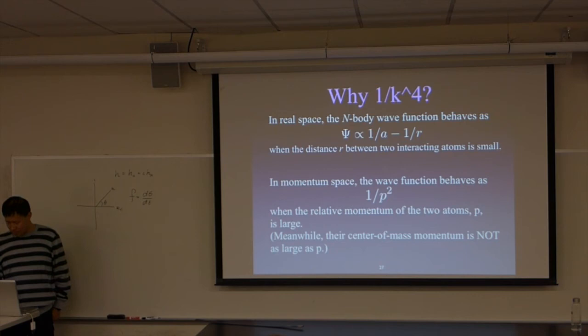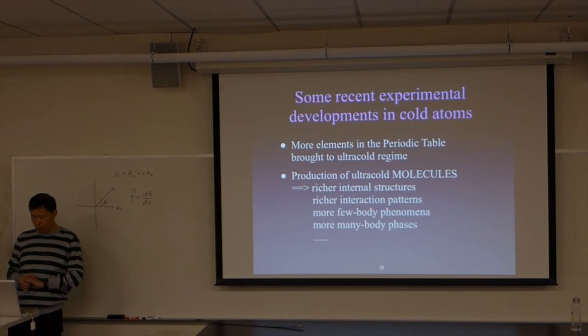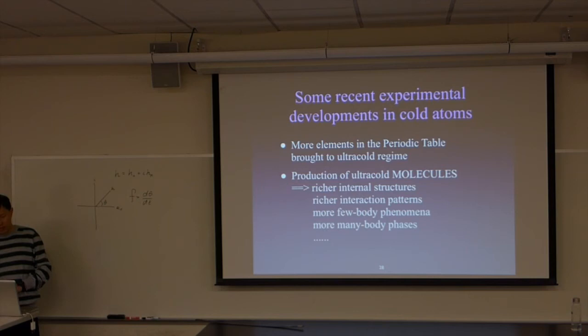So there have been some recent experimental developments in cold atoms. More and more elements in the periodic table have been brought to the ultracold regime. And different atoms have very different properties in the ultracold regime, so they can be used for different purposes. And also, people have produced some ultracold molecular vapors. And the ultracold molecules have richer internal structures than single atoms, and richer interaction patterns, and more few-body phenomena, and more many-body phases, which could be useful in many different directions.